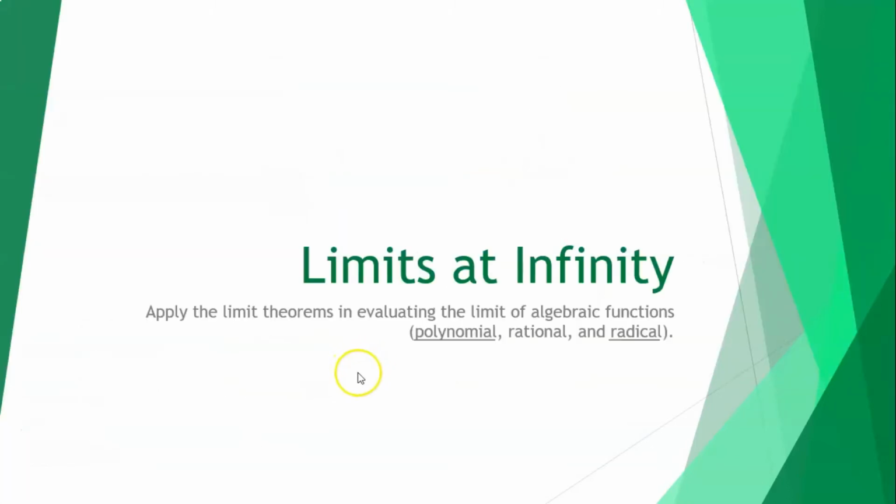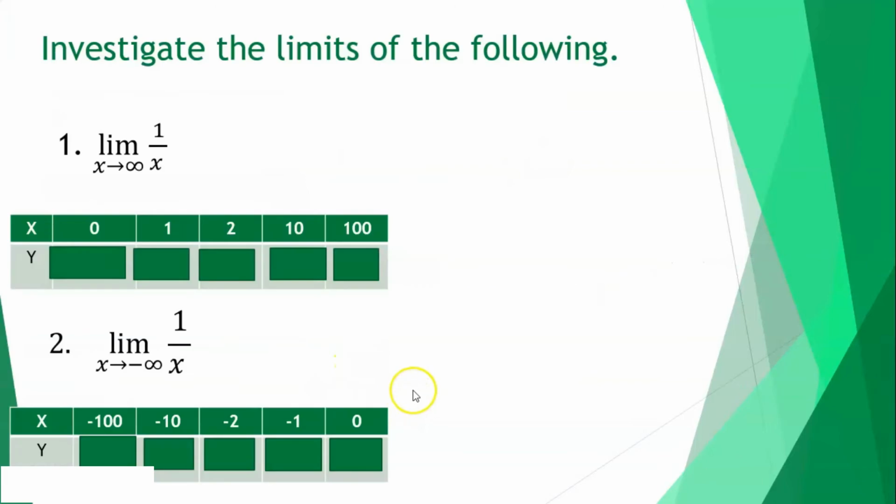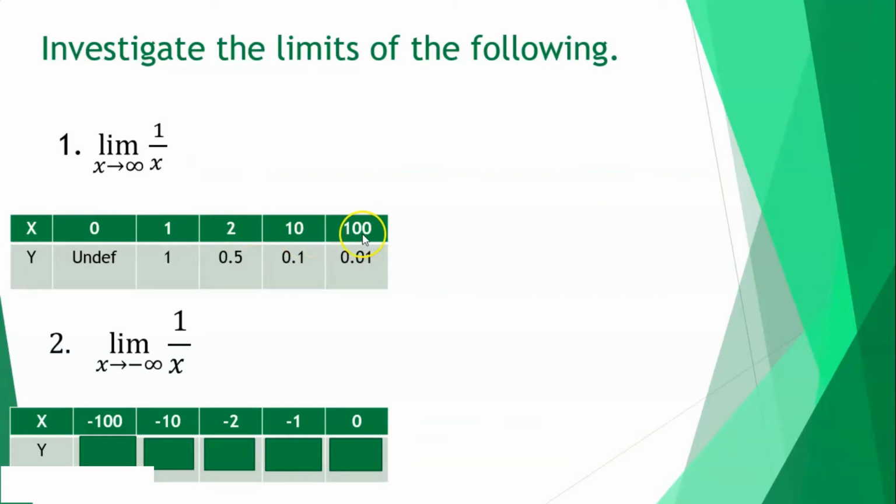Okay, next. Limits at infinity. Now, given this, the limit of 1 over x as x approaches infinity. So if our x is 0 here, this would become undefined. If it's 1, if it's 2, that would be 1/2. If it's 10, it's 0.1. If it's 100, it's 0.01.